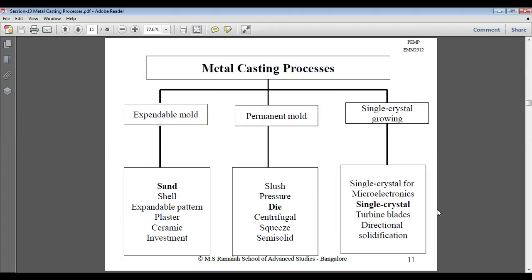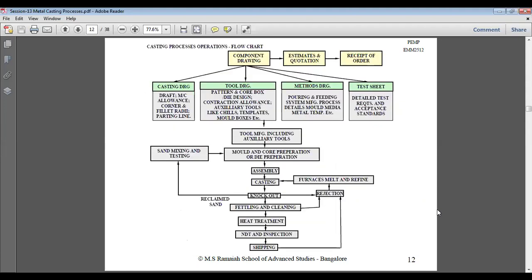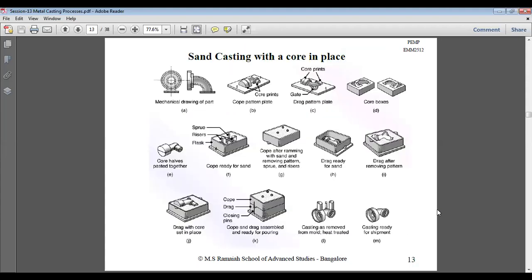Now, come to the metal casting processes. There are three types of basic metal casting processes: expendable mold casting, permanent or non-expendable mold casting, and single crystal growing. These are three basic types of metal casting processes. Now we come to different types of casting processes: casting tools, component drawing, estimation and quoting, receipt of order. This is the basic criteria. Then sand casting with a core in place, we can see these are the basic components and parts that are made of sand casting.